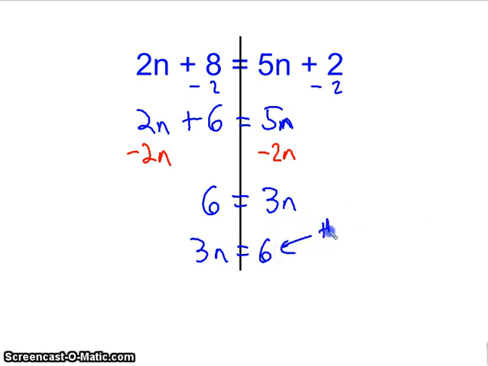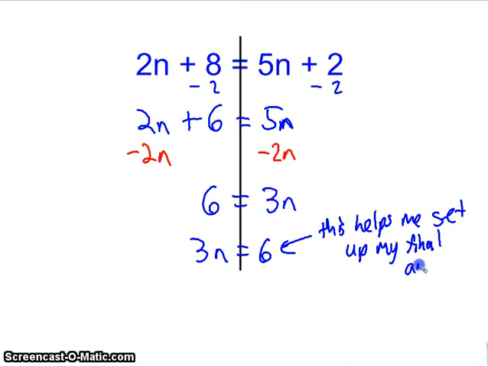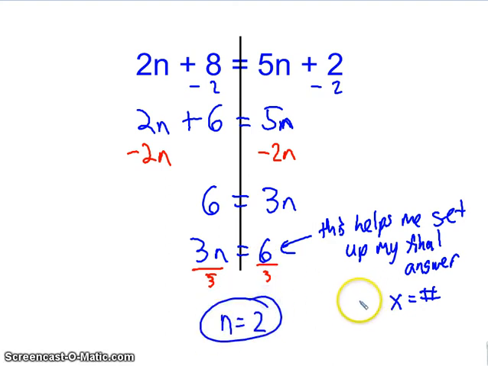This helps me set up my final answer. Okay, because in my final answer I always want x equals a number, or the variable equals a number. Okay. So now I'm going to divide both sides by 3, and that's going to give me n equals 2. And there's my solution. Okay, so remember, whatever I do to one side, I have to do the other.